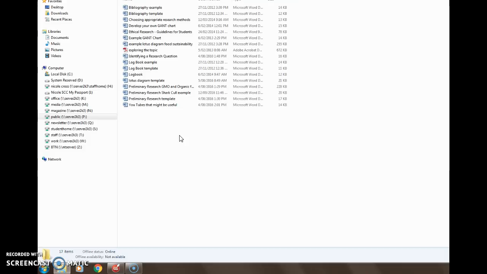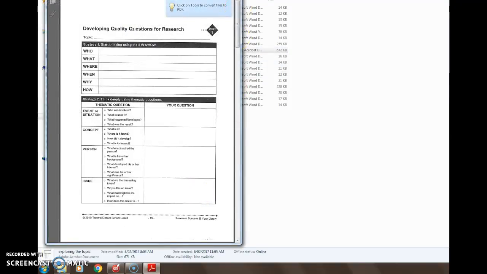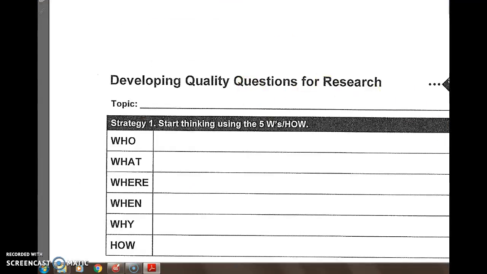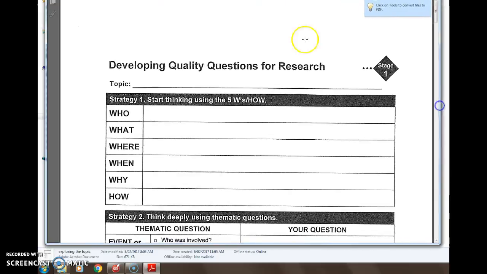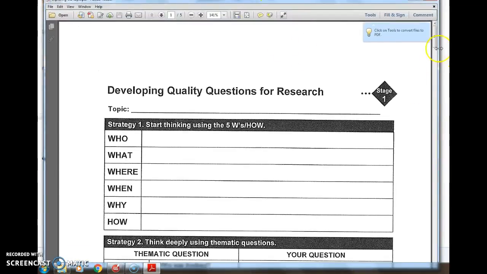Within this folder there's a whole range of resources that may or may not be useful for you. Remember that the folio is very individual. What is in your folio might be very different from what's in someone else's. A good place to start, however, is with exploring the topic. So this PDF is a few pages of documents that help you to develop a research question. When you know what your topic is going to be, write it in here obviously.